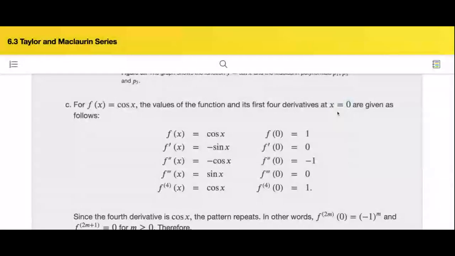Because it's centered at 0. So the function equals cosine x, first derivative is negative sine x, evaluated at 0. Function value will be 1. First derivative at 0 will be 0. Second derivative will be negative cosine x, evaluated at 0, we get negative 1. Third order derivative is sine x, evaluated at 0, we get 0. Fourth order, we get cosine x back, the original function. So evaluated at 0, we get 1, back to 1. Right? Periodic function. So now we see all those zeros. Zeros kill so many terms.